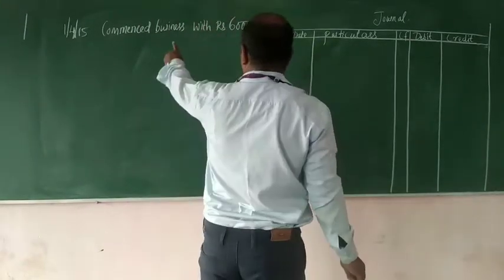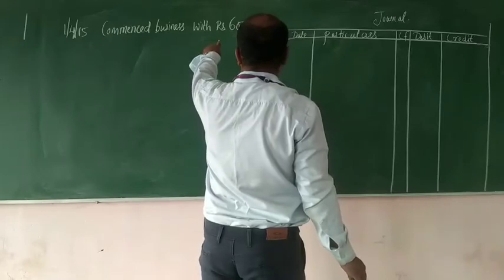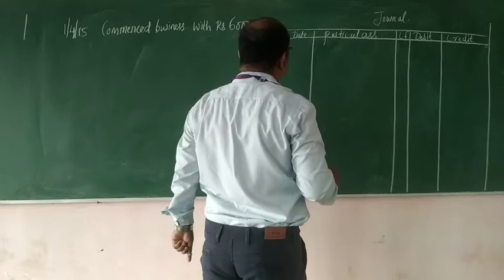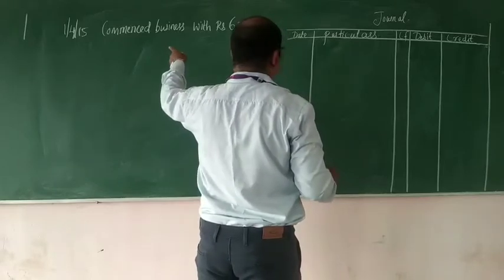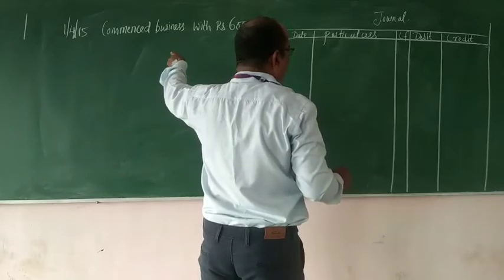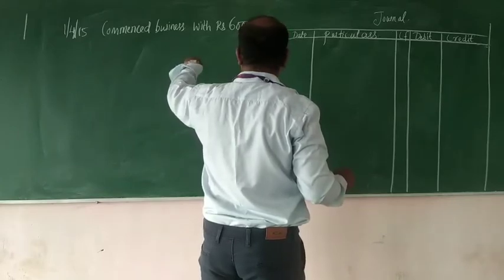So in this case what happens? Commence business with rupees 6 lakh. So 6 lakh comes in, cash comes in and capital will be credited, because capital we consider as the personal account of the proprietor, and we give the money to the business.